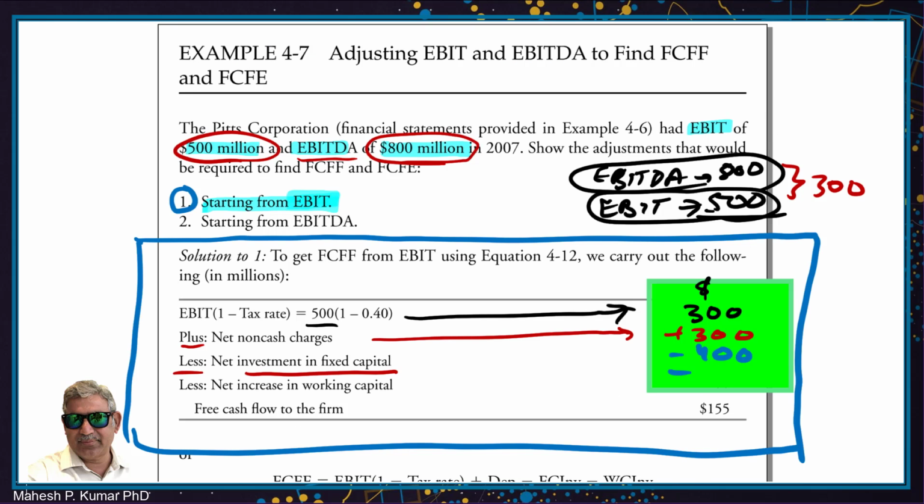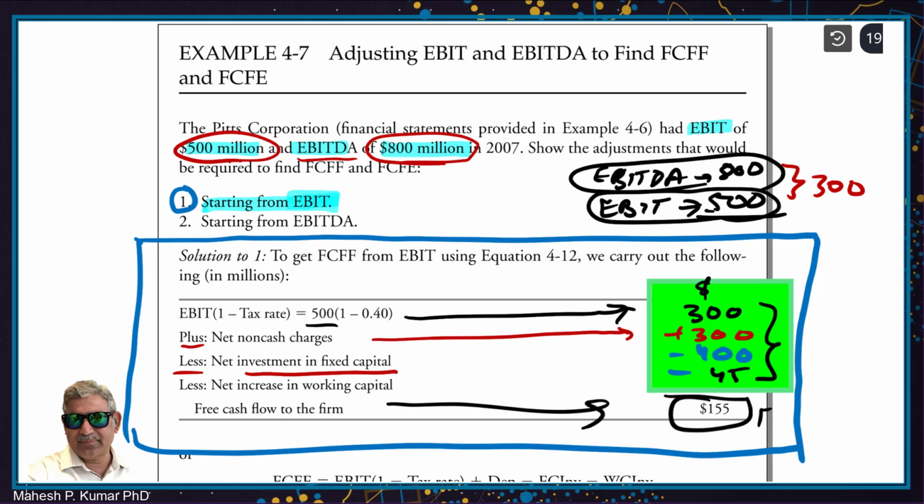So it would be minus 45 here, and then we get the free cash flow to the firm. This number comes out to be 300 plus 300 minus 400 minus 45. It comes out to be $155 million. So this is free cash flow to the firm, and we computed it by starting from EBIT, that is, earnings before interest and tax.